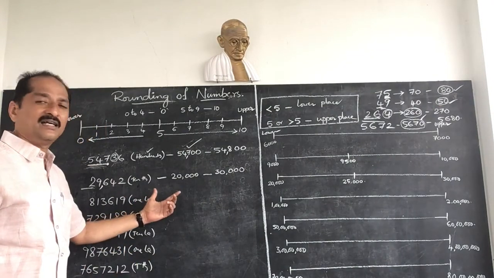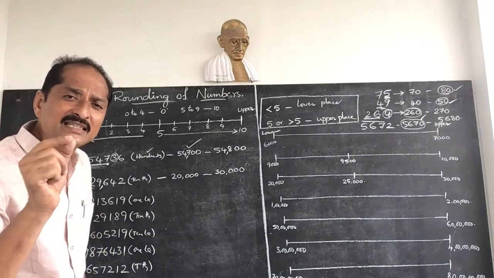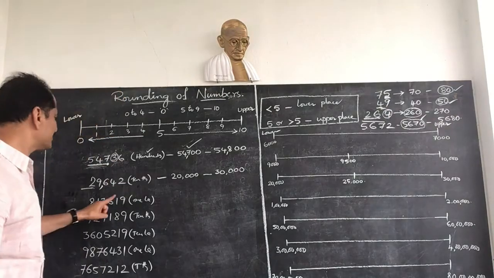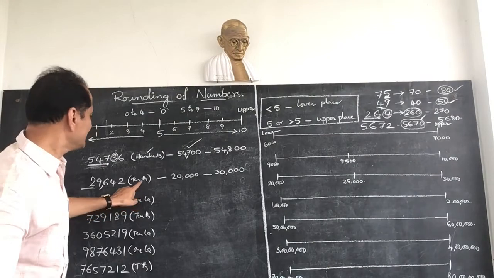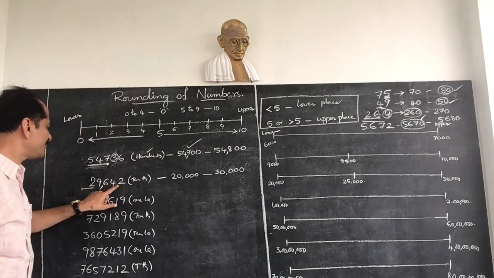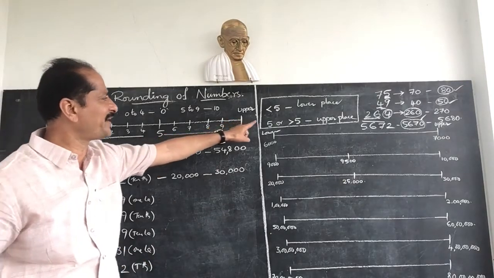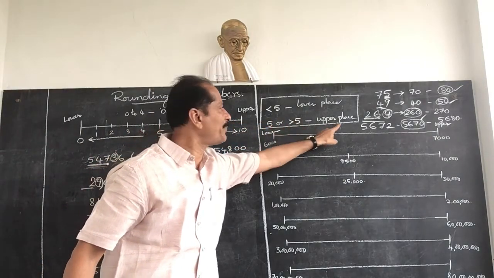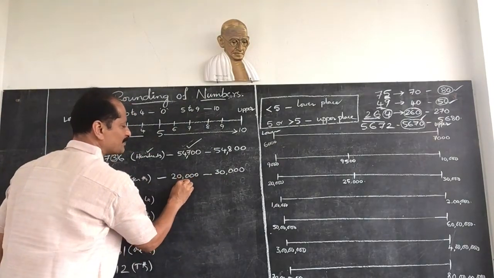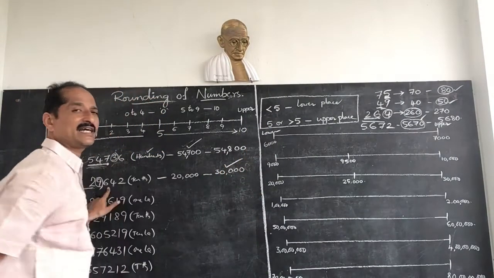Okay, so to find out that, we should see the next lower place than the thousands place. Sorry, the next lower than the 10,000s place is the 1,000s place. The digit in the 1,000s place is 9. 9 means it is more than 5. If it is 5 or more than 5, we go to the upper place. What is the upper place here? 20,000 is the lower place. 30,000 is the upper place. So this number should be rounded to 30,000.